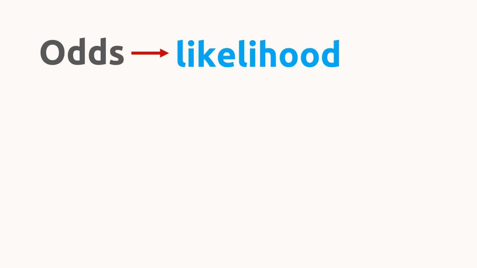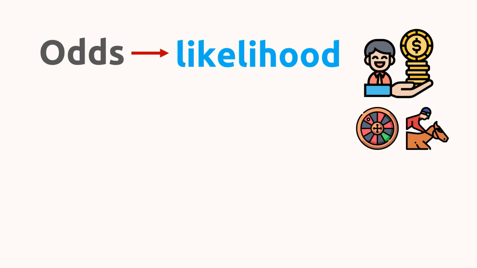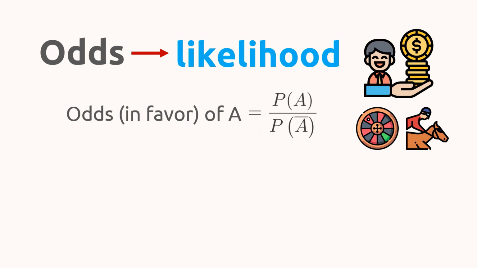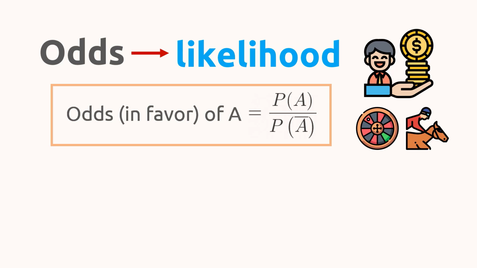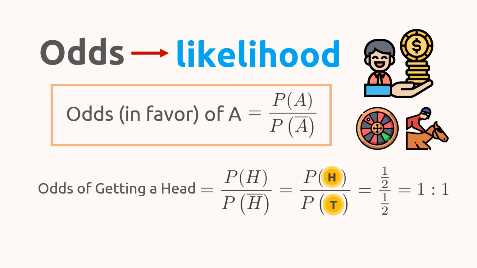Now, I want to talk about odds. It represents the likelihood of an outcome that makes it easier for us to talk about payouts in casinos and horse racing games. The odds in favor of an event A is the probability of A occurring divided by the probability of the complement of A. For a fair coin, the odds of getting a head is P of H divided by P of H bar, which is P of H divided by P of T. So the ratio is 1:1.